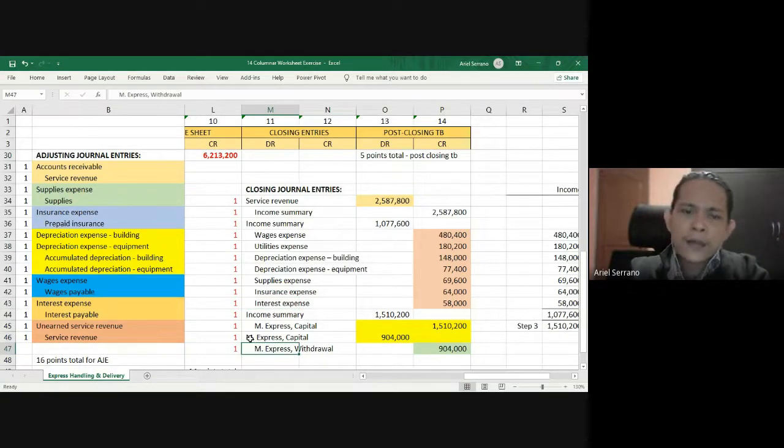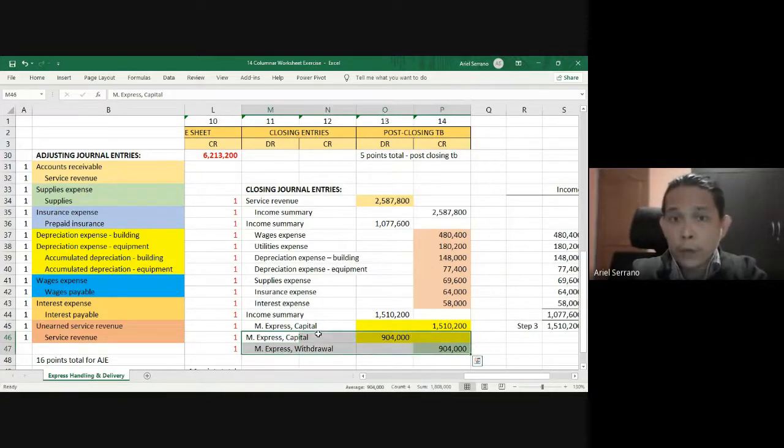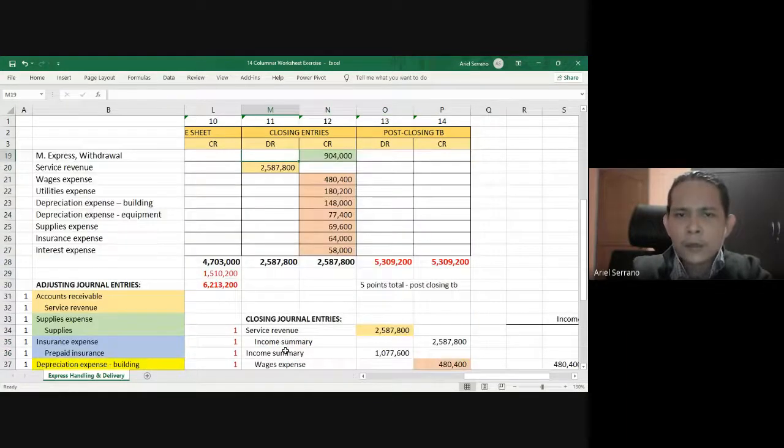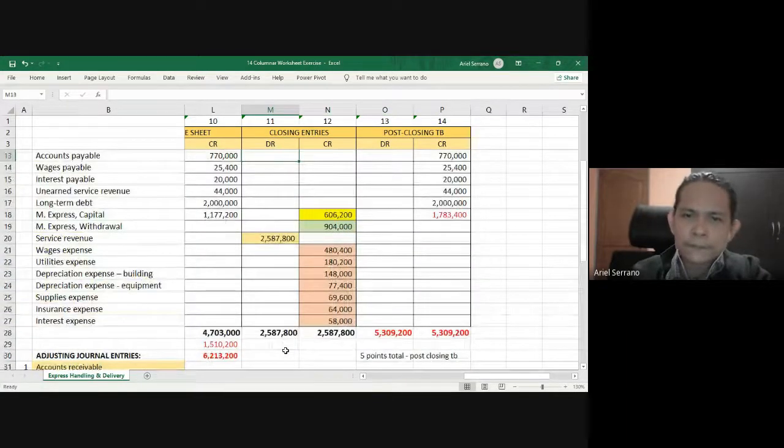And the other account, our debit, will be your capital. We just transfer the withdrawal account to your capital account. That is your closing process, step number 4, if there is a withdrawal account. Okay, that is why you have this closing entry here. Now, take a look at this. Columns 11 and 12.